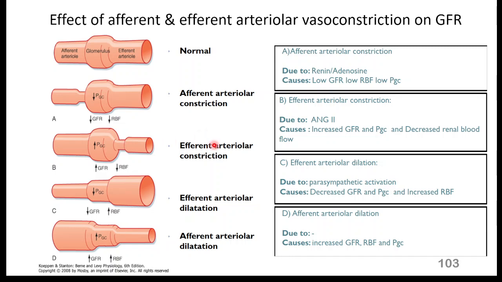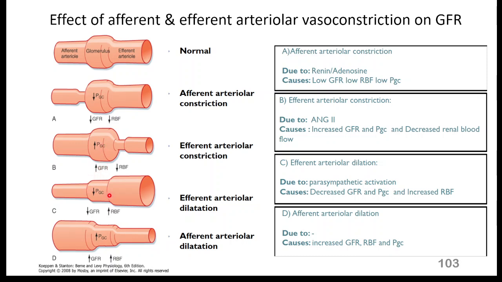All right, so efferent arteriolar constriction will cause a reduction in renal blood flow, but because the flow of blood out of the glomerulus is obstructed by this constriction at this point, it will lead to an increase in pressure within the glomerulus, which will thus increase the glomerular hydrostatic pressure, right, and thus increase the GFR.